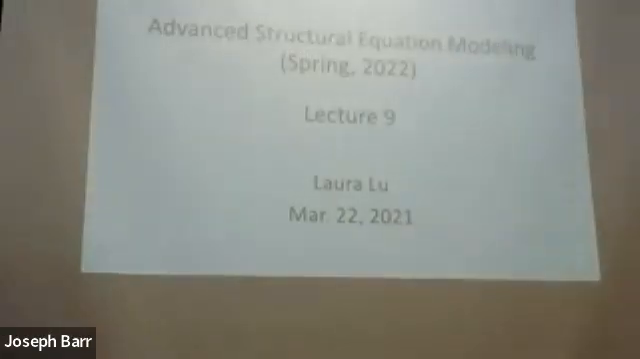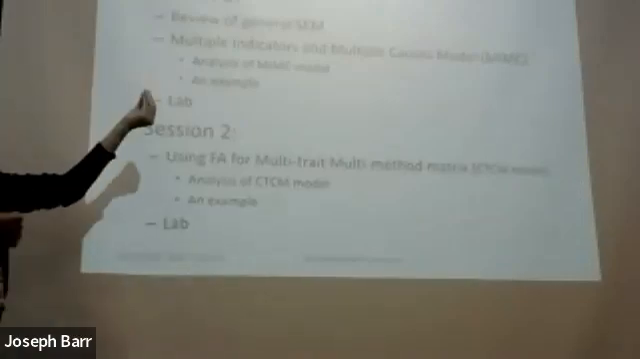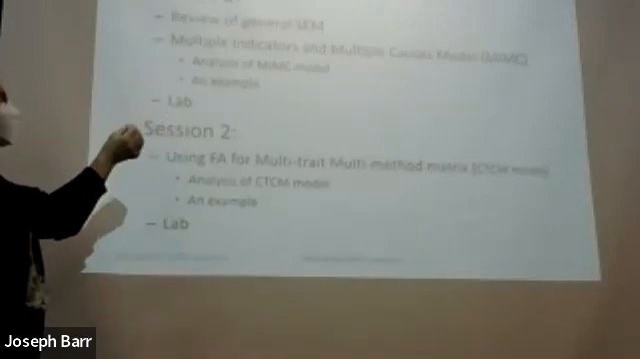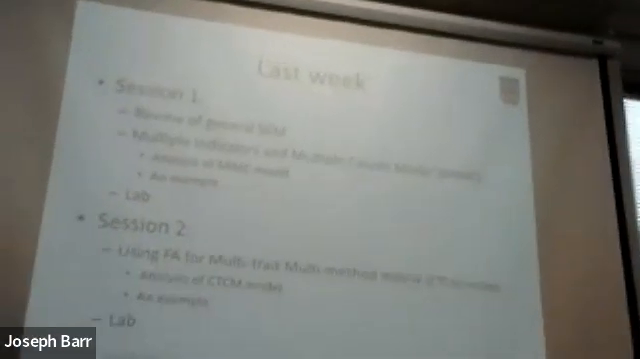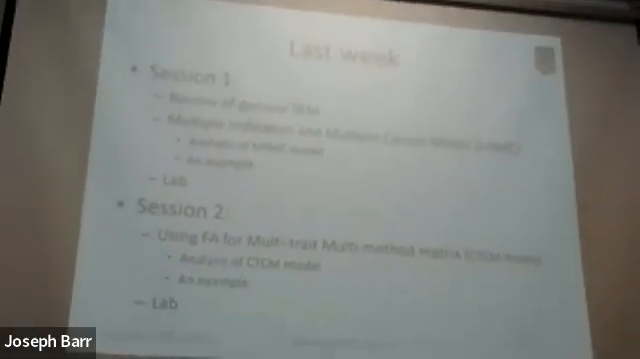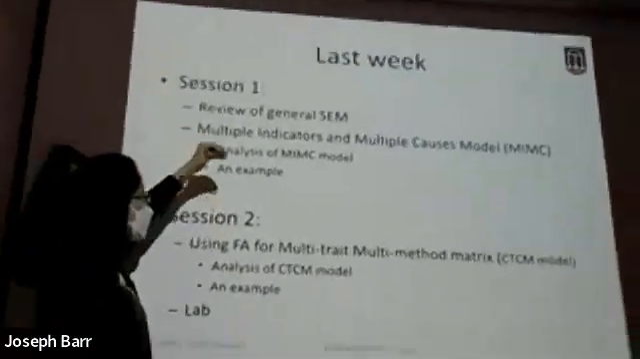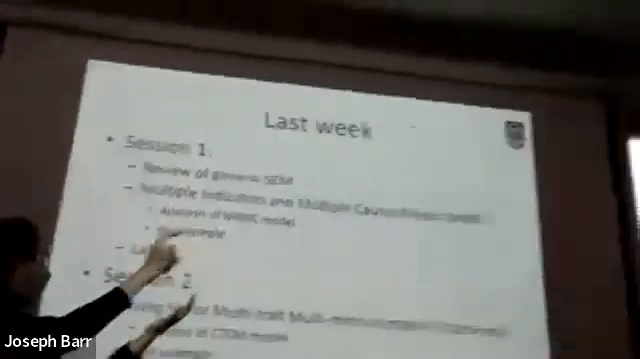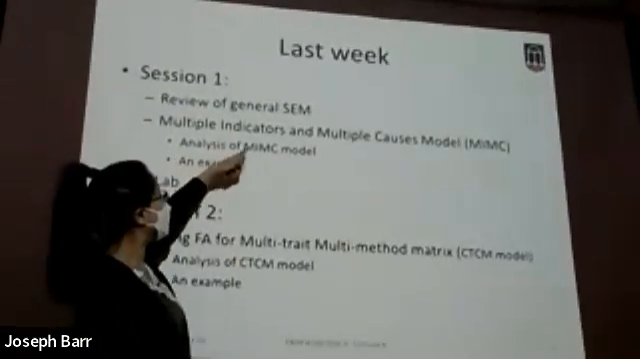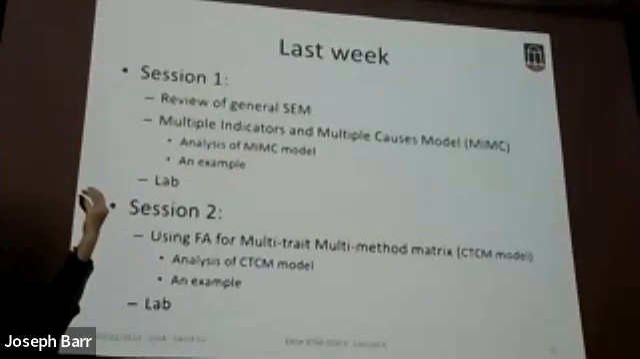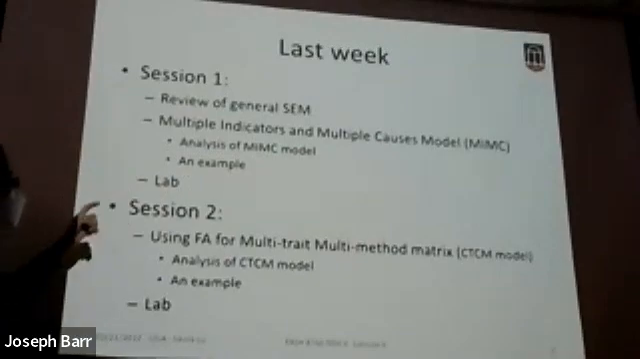Let's get started. Last week we mainly combined the path diagram and the factor models, and we have the general SEM model. A very simple example is a MIMIC model. We only consider one factor in that case, and we have multiple causes, for example age, education, gender, and some indicators for a factor, which is reasoning ability. That is called a MIMIC model.